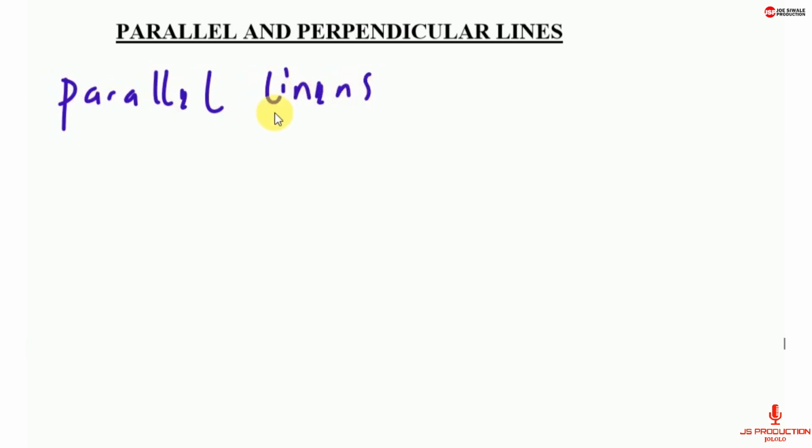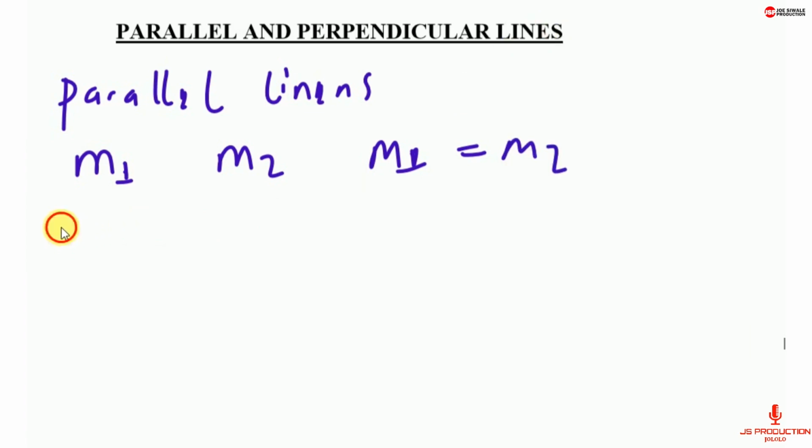I've said that for parallel lines, if we have been given the gradient of two parallel lines as m1 and m2, we know that the gradients of two parallel lines are the same, so m1 is going to be equal to m2. Let us look at two perpendicular lines.